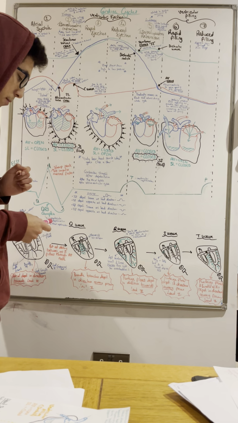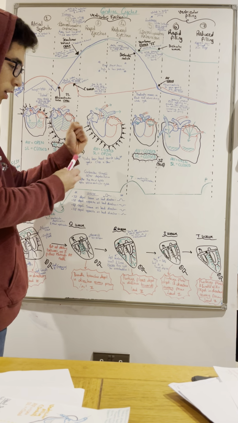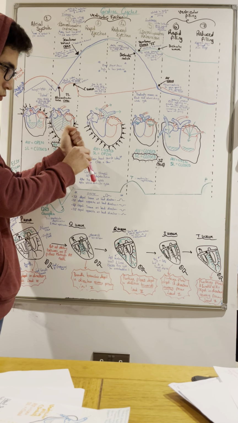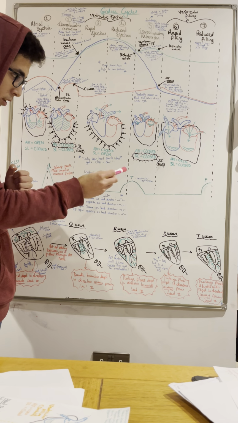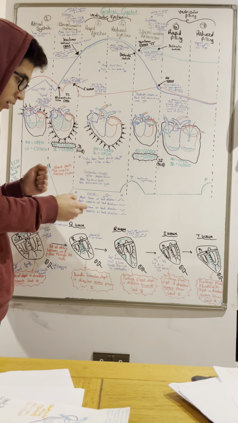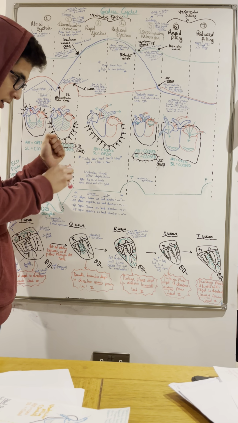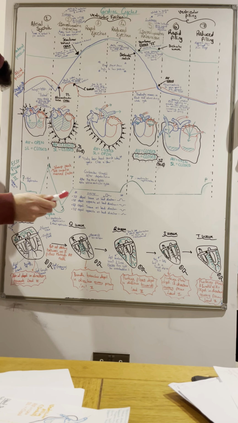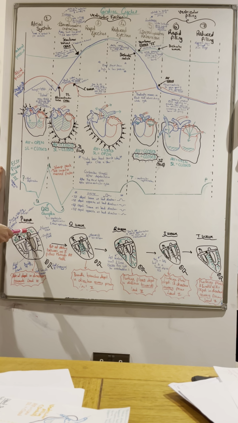Similarly, with repolarization, we've got our heart again, and here's our lead. If the repolarization goes towards our lead, we're going to have a dip down, the opposite of depolarization. If the repolarization goes away from the lead, we're going to have a bump up. We've got that in the back of our head. So then we're going to go on to our P wave.